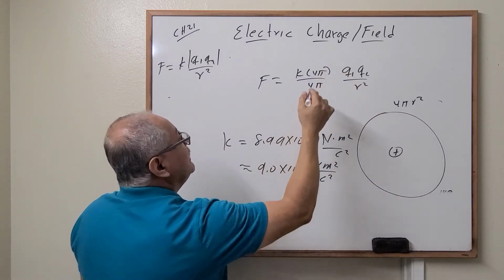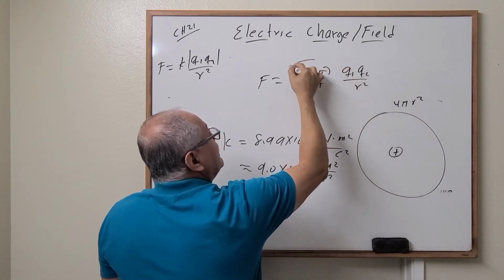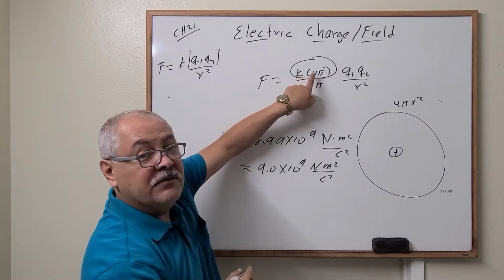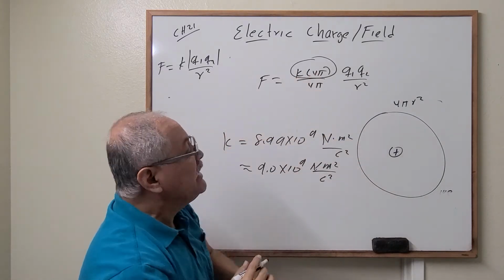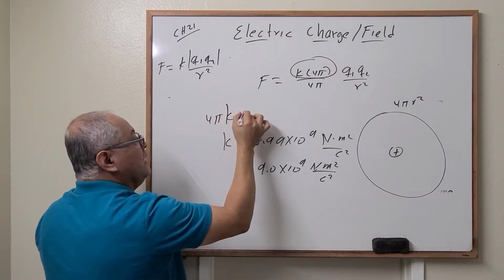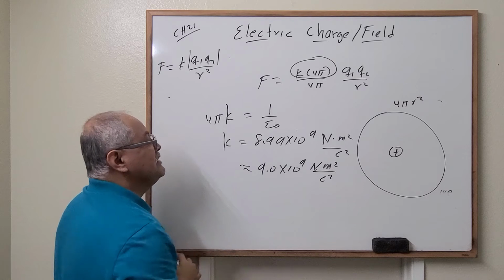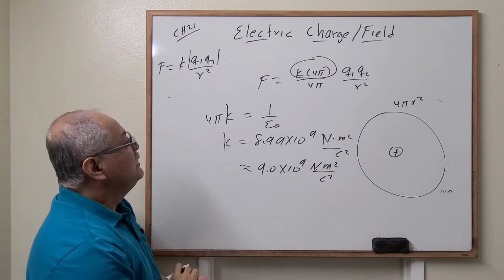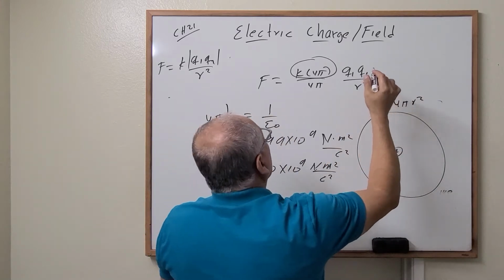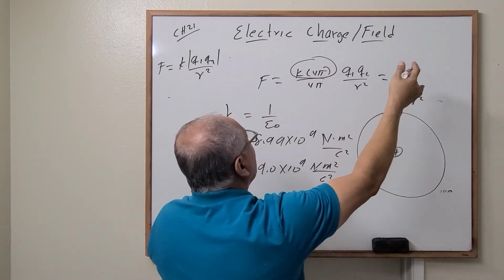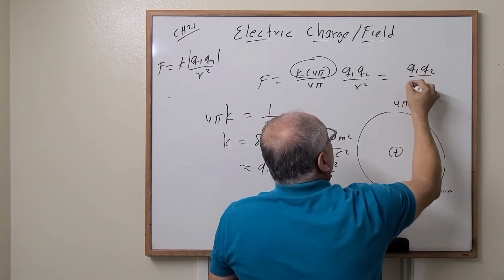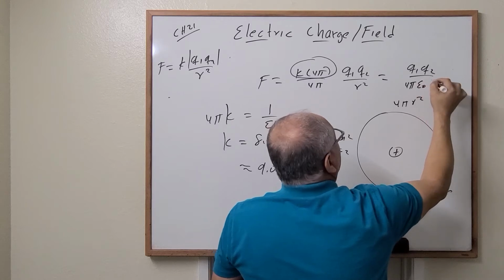When we have this quantity, this gives us a new constant. K is a constant, 4 pi is a constant, so that gives us another constant. Let's define this product, 4 pi K, equal to 1 over epsilon naught. Then this formula is presented this way: F equals Q1 Q2 over 4 pi epsilon naught r squared.